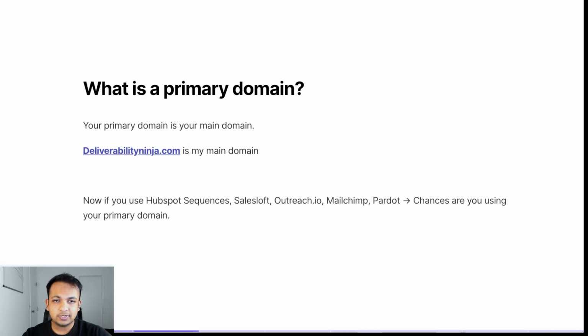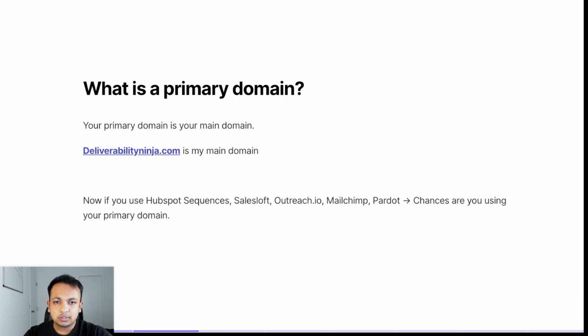Your primary domain is your main domain. So that's where you do your business out of. If someone asked you for your website, that's what you would give. So deliverabilityninja.com is my main domain. Any email accounts, aliases that I set up under deliverabilityninja.com, just like my email, namit at deliverabilityninja.com, is considered a part of my primary domain. And that's what I'll be referring to in this video.